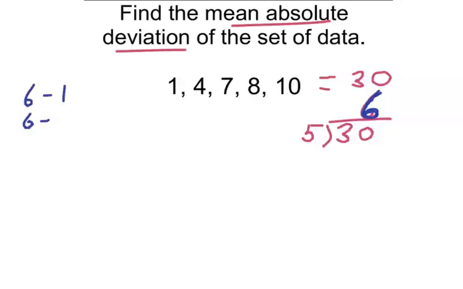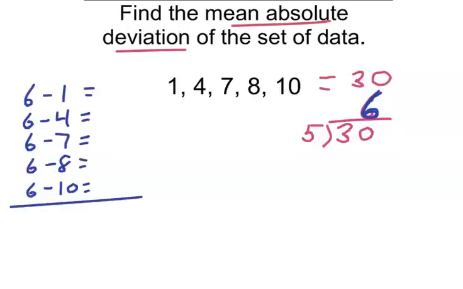6 minus 4, and 6 minus 7, and 6 minus 8, and 6 minus 10. Okay, and then we've got to find how far away each one of these numbers is from 6. Okay, what's 6 minus 1? Well, that's 5. 6 minus 4 is 2.